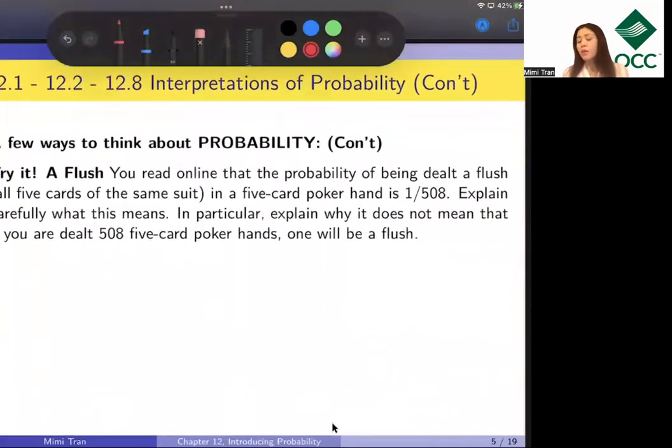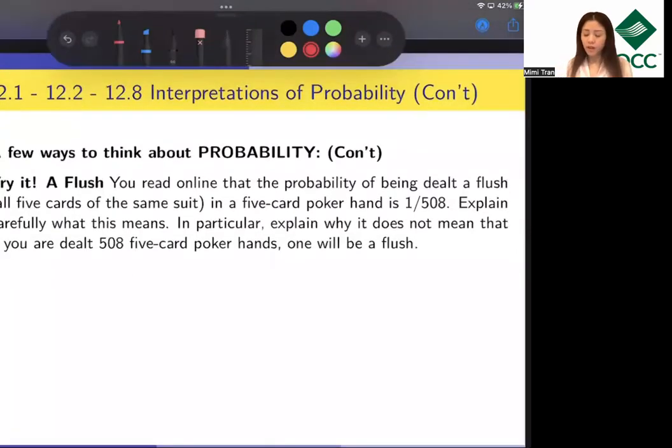You read online that the probability of being dealt a flush, meaning all 5 cards of the same suit in a 5-card poker hand, is 1 out of 508. Explain carefully what this means. In particular, explain why it does not mean that if you are dealt 508 5-card poker hands, one will be a flush. So maybe let's take a moment, pause my video, and think about this.